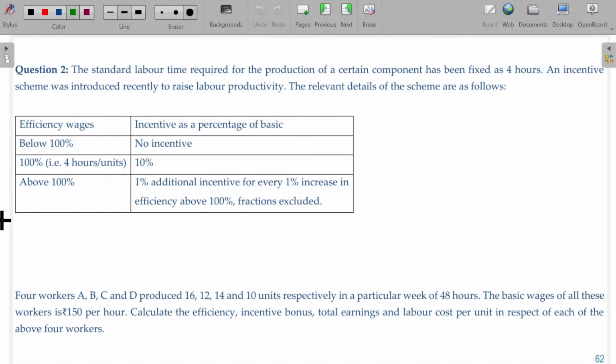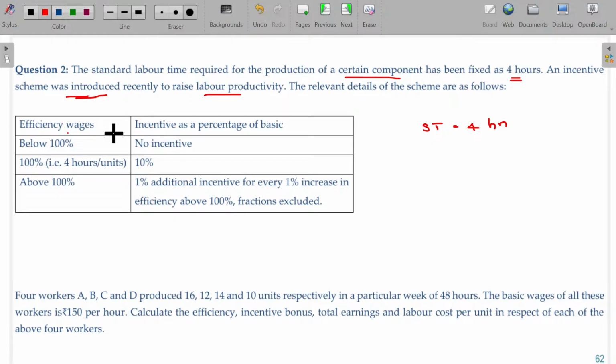Now, the standard labor time required for the production of a certain component has been fixed at 4 hours. Standard time 4 hours. Our time allowed being 4 hours. An incentive scheme was introduced recently to raise the labor productivity. The relevant details of the scheme are as follows.